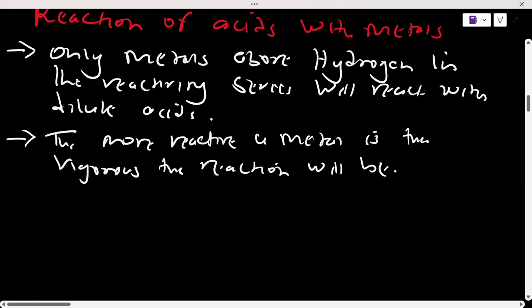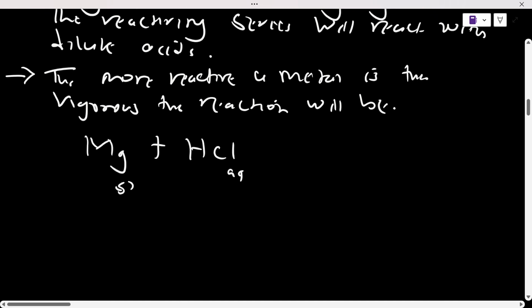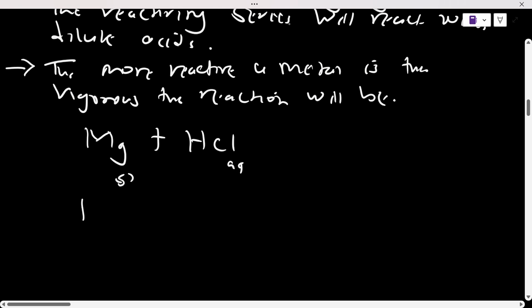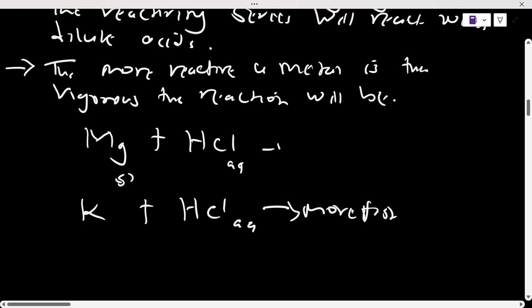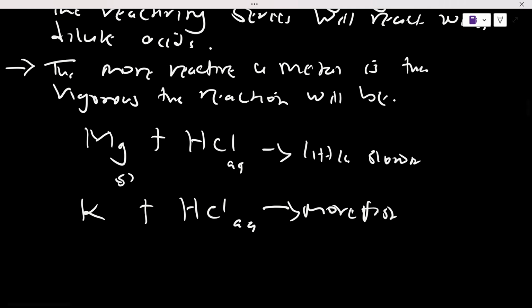What do we mean here? If I'm supposed to compare magnesium reacting with dilute HCl, the rate at which magnesium is going to react with the HCl is different from the rate at which potassium, which is at the top in the reactivity series, is going to react with the same dilute HCl. So this one will be faster, and this one will be a little bit slower. So the more reactive the metal is, the more vigorous the reaction will be.